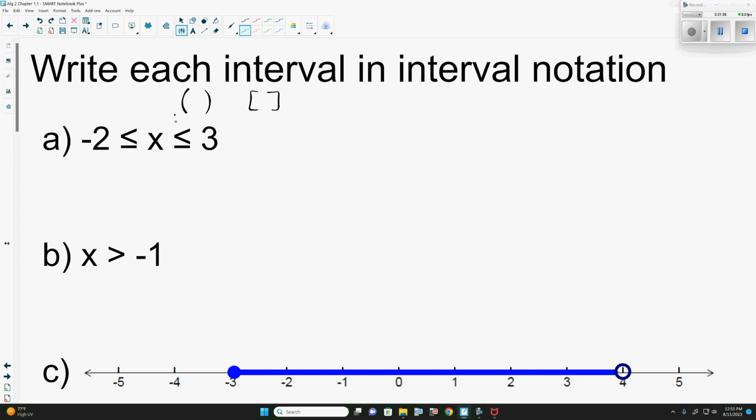Now our parentheses is not included. It's not equal to. We put parentheses around infinity and negative infinity. That number is not included. Our brackets is included, or it's equal to it. Because if it is equal to that number, we put a bracket. If it's not equal to it, we put a parenthesis. And infinity and negative infinity will always have parentheses.